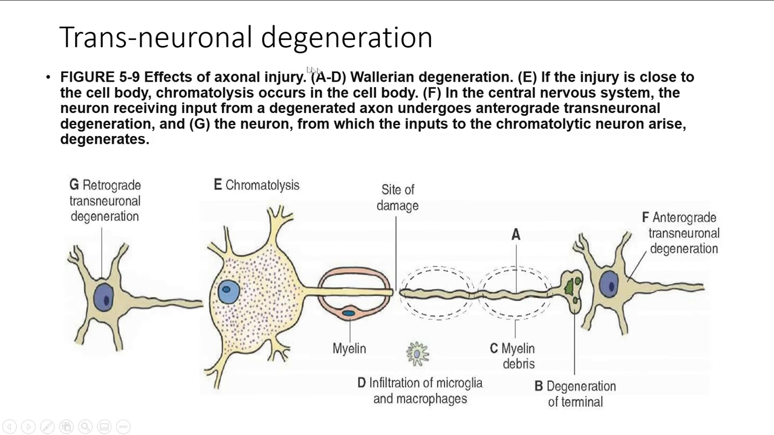Now come to the transneuronal regeneration. Transneuronal degeneration is basically due to Wallerian degeneration and due to retrograde regeneration.